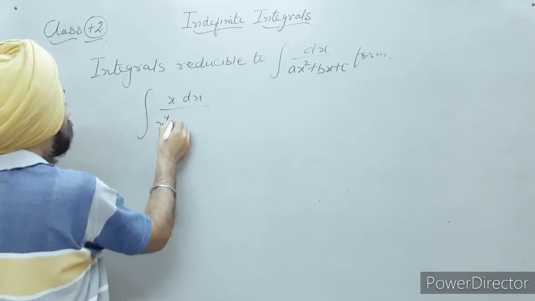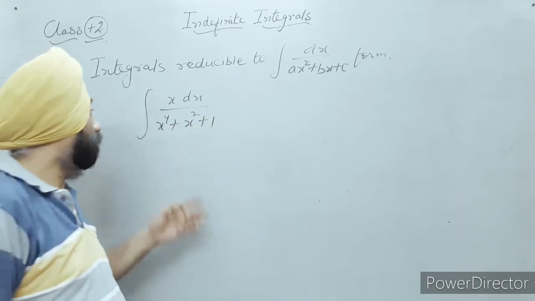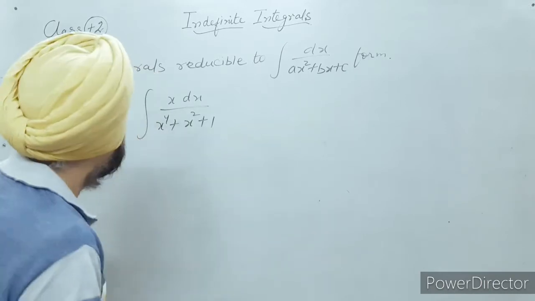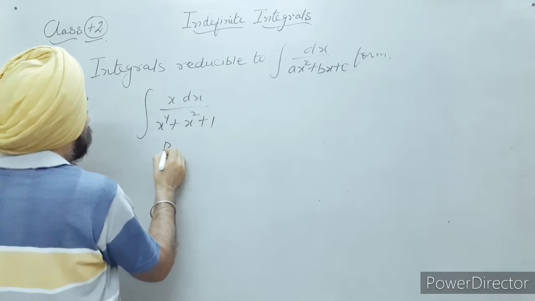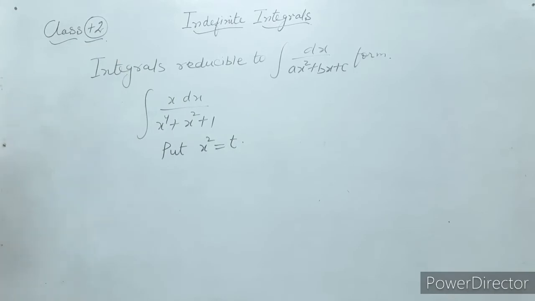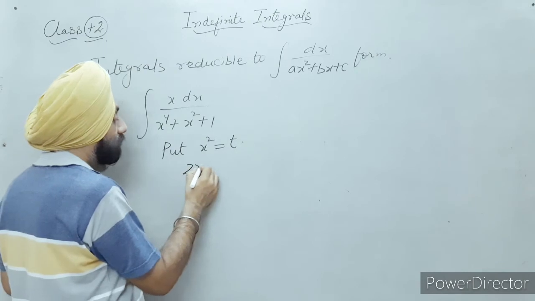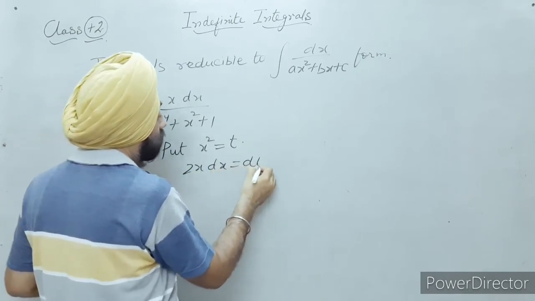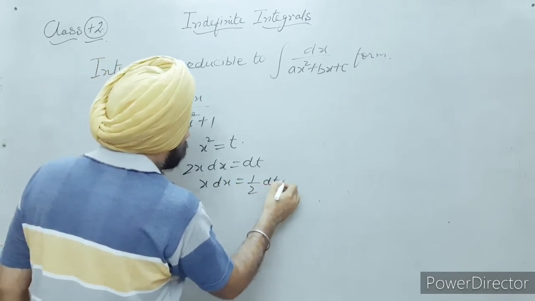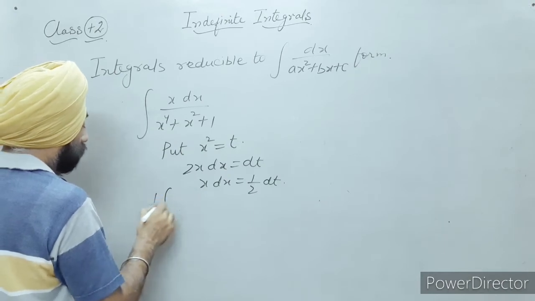upon x to the power 4 plus x square plus 1. Now I have to convert this into this form and then apply the formula. What can I do? I will substitute x square equals to t. Now what happens? The derivative is 2x dx, it is dt, or x dx is half dt.